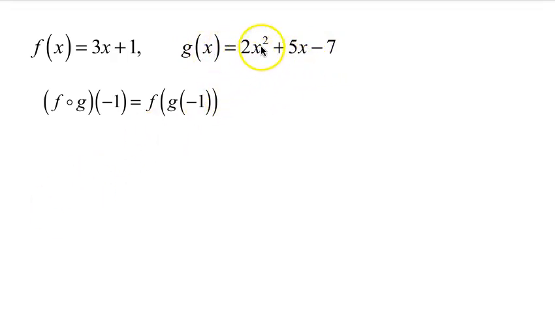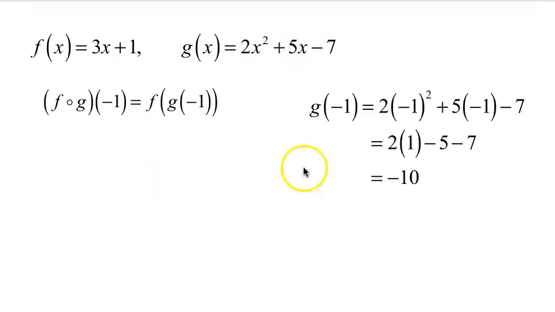So I'll need 2 times -1 squared plus 5 times -1 minus 7 to give me g of -1. -1 squared, of course, is -1 times -1, or positive 1. 5 times -1 is -5, minus 7. 2 minus 5 is -3, minus 7 is -10. So g of -1 is -10. We'll plug -10 in where we have g of -1.